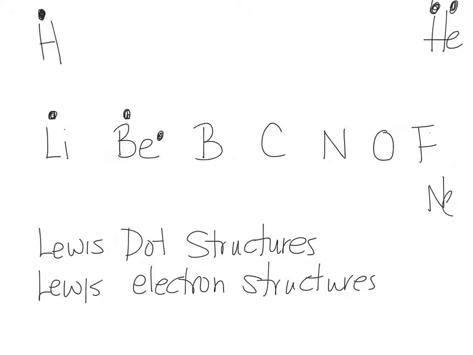Boron, 3: 1, 2, 3. Notice that we're adding an electron as we move across because the atomic number is increasing. Carbon has 4.